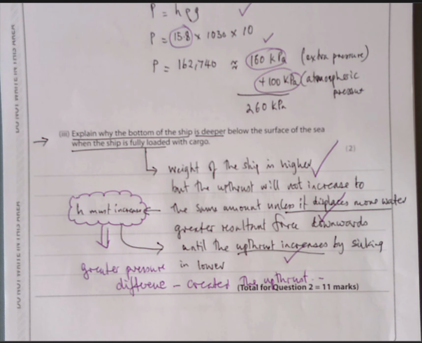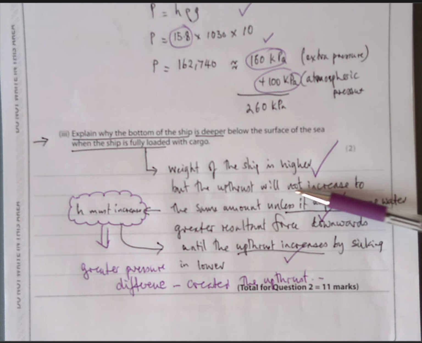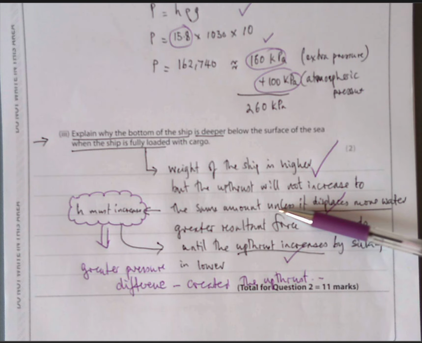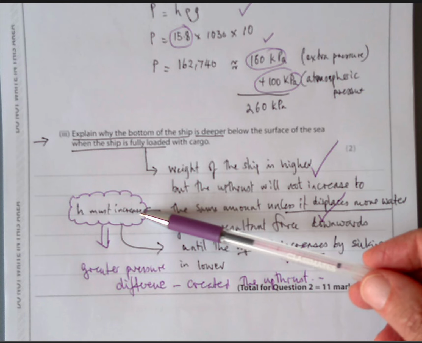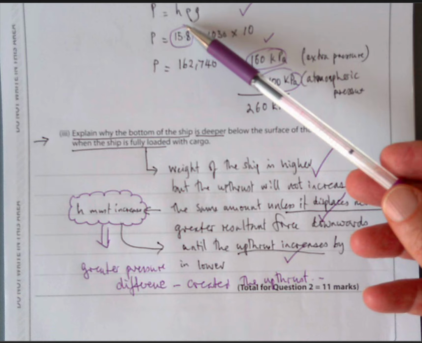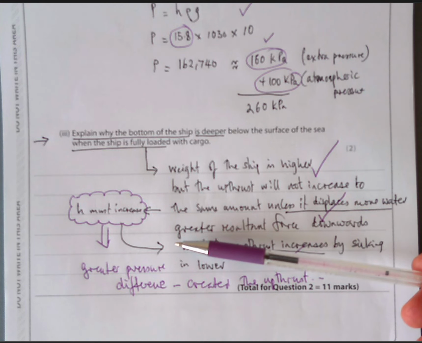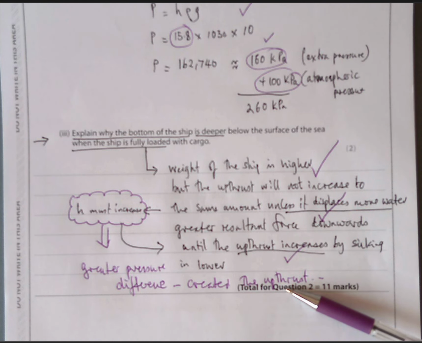Now this bit I want to just go through again. So the weight of the ship is higher if it's fully loaded, obviously the weight is increased, so the upthrust will not increase to the same amount immediately, unless it displaces more water. To do that, it's got to go in deeper, so it sinks more deeply, and that pressure difference will also increase because the height in the equation we just used up here creates a bigger pressure difference between the bottom of the ship and the surface of the sea. So that greater pressure difference is what creates the upthrust.